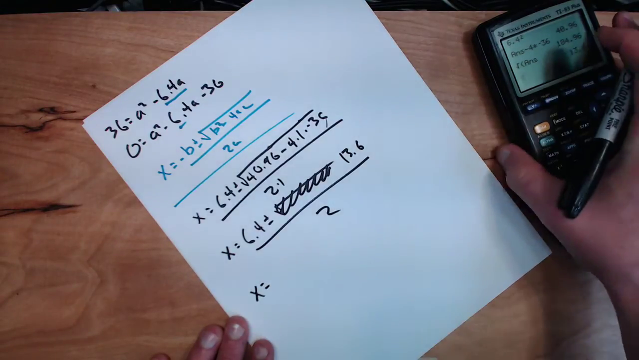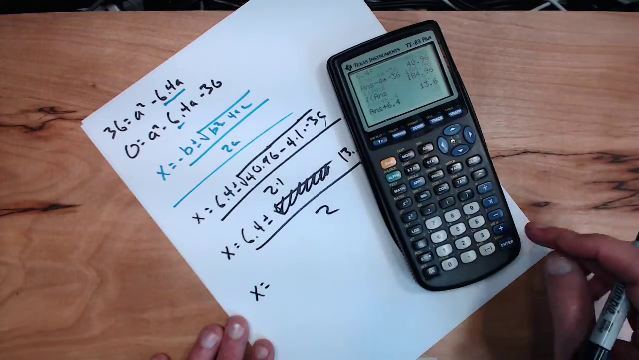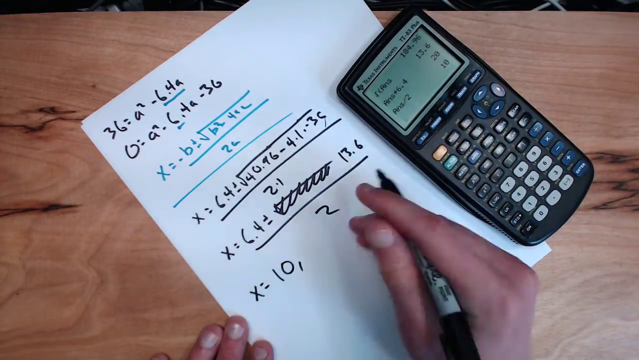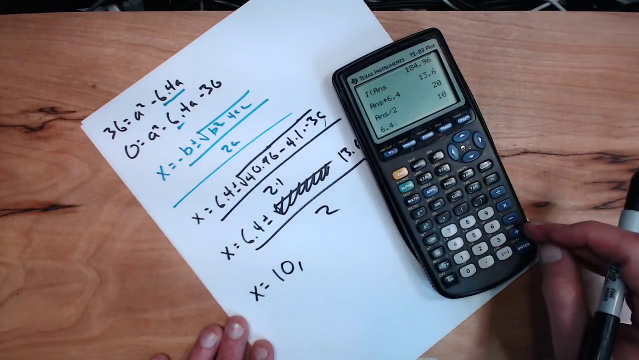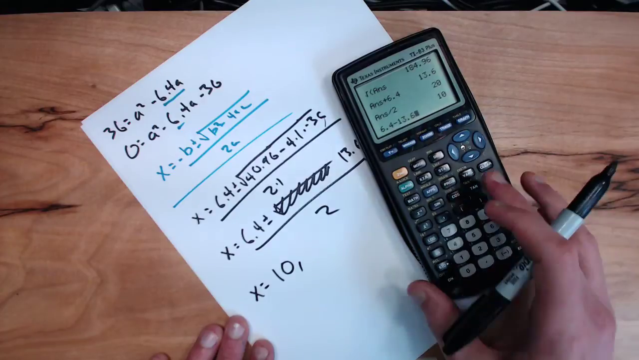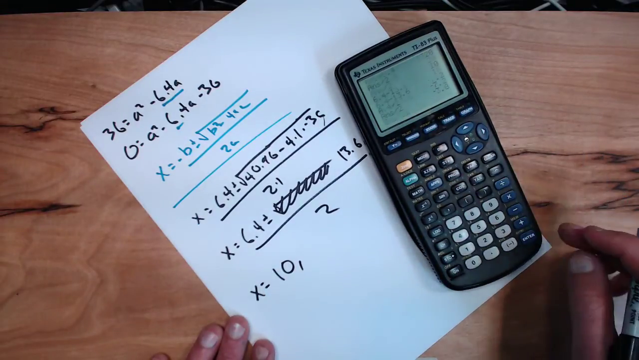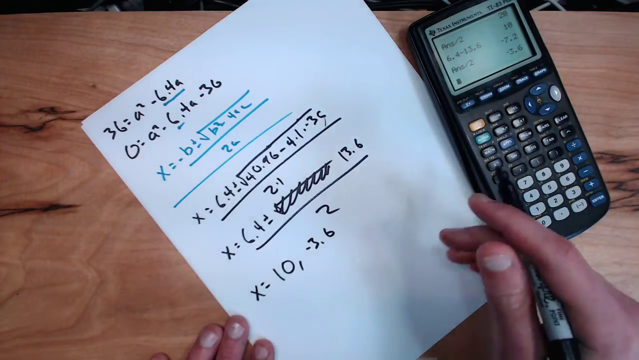So x equals, and now I'll solve for both of these. So I'll do the plus version first. Okay, and I get 10. That's a nice round number. And now I'm going to do the minus version. I already did the plus one. I'm going to do the minus. So 6.4 minus 13.6. Remember, the plus or minus just means that there's two solutions. One with a plus sign, one with a minus sign. And negative 3.6.